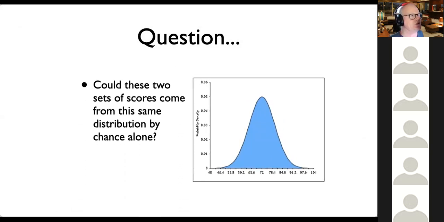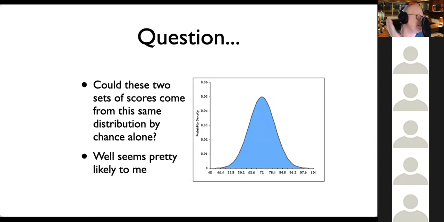So just by random chance, not because the groups are different in reality, like in the population, but just because we randomly have people and everybody's a little bit different. It seems, in fact, to me, extremely likely that these scores all come from this same distribution. Questions so far? Yeah, I mean, it really seems really likely to me. These scores all come from this distribution. Okay.